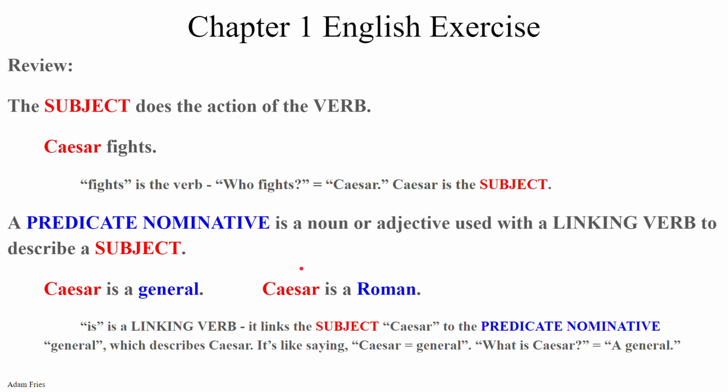Here's an example of predicate nominative being an adjective. Caesar is a Roman. Once again, is, linking verb, acts like an equal sign. Who is the Roman? Caesar. So he's the subject. And then, what is Caesar? A Roman, predicate nominative. So in Latin, both Caesar and general and Roman would be in the nominative case.